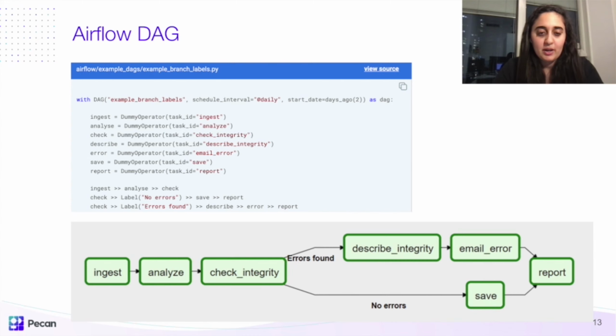In the picture at the bottom, you can see how the flow that was created for the code above looks. So again, the dependencies between the tasks are represented by the double angle brackets, and the tasks themselves are, in this case, the dummy operator tasks.